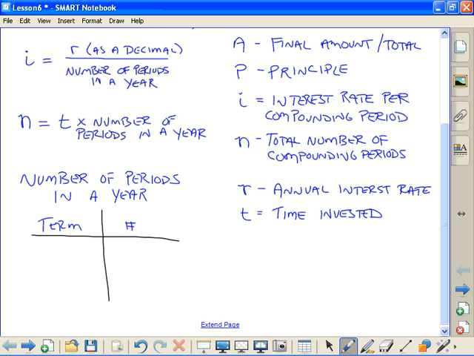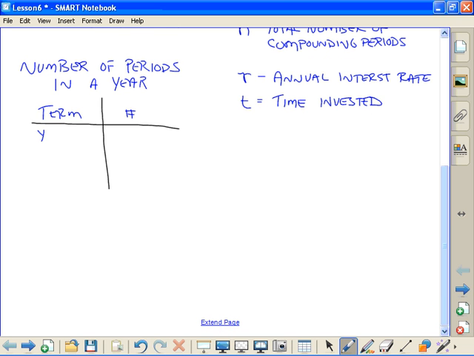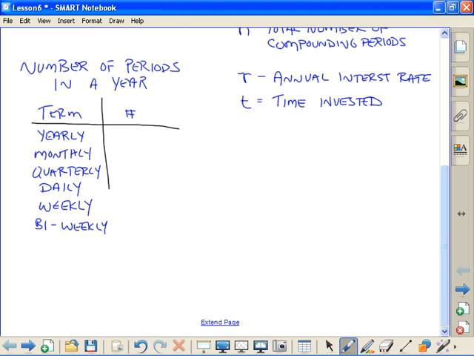So, for example, you've probably heard the terms yearly, monthly, quarterly, daily, weekly. I'm just going to put the more common ones here, and bi-weekly and bi-monthly. And I guess I can also put weekly here as well. Depends on the question and what it's asking. Okay, so there are the common terms we're going to talk about.